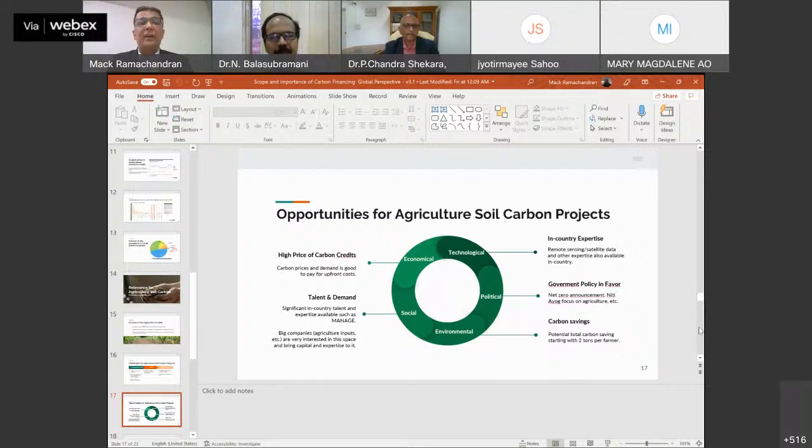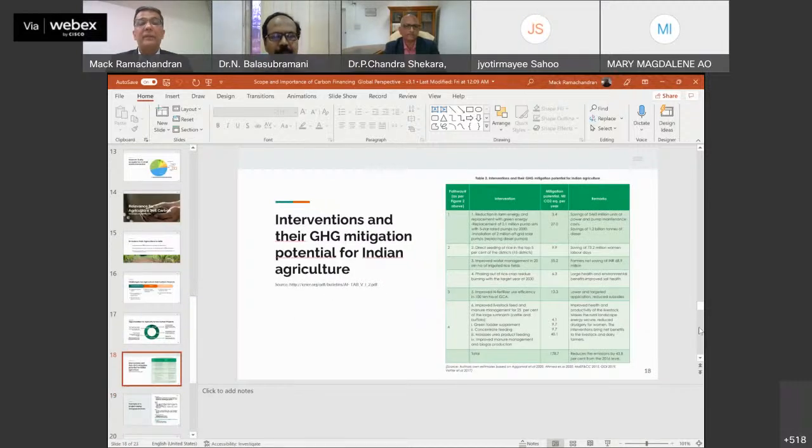India, especially thanks to Manage and others, has lots of talent. There is in-country expertise, government policy is in favor, and there's potential to save up to 2 tons per farmer. There was a paper done by ICRIER that showed that agriculture soil carbon potential in India could be as high as 178 million tons per year. Obviously, all of this may not find a market, or all of this may not be capable of being developed. But even if we develop 10-20% of it, we're talking about 30 to 40 million tons a year, which will benefit around 15 to 20 million farmers.